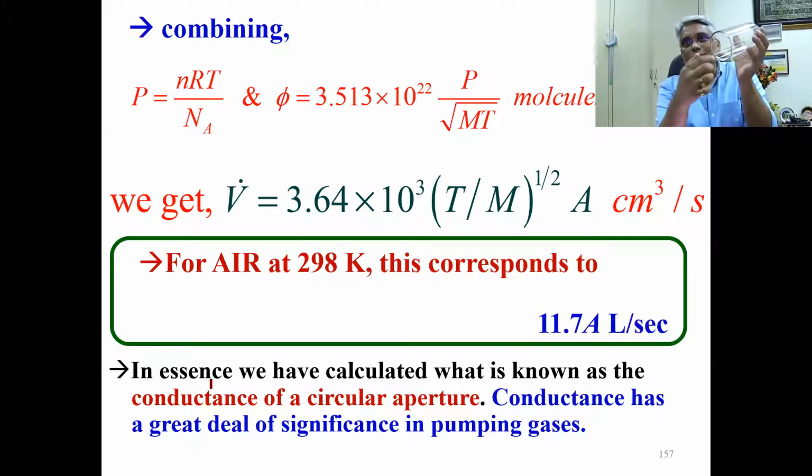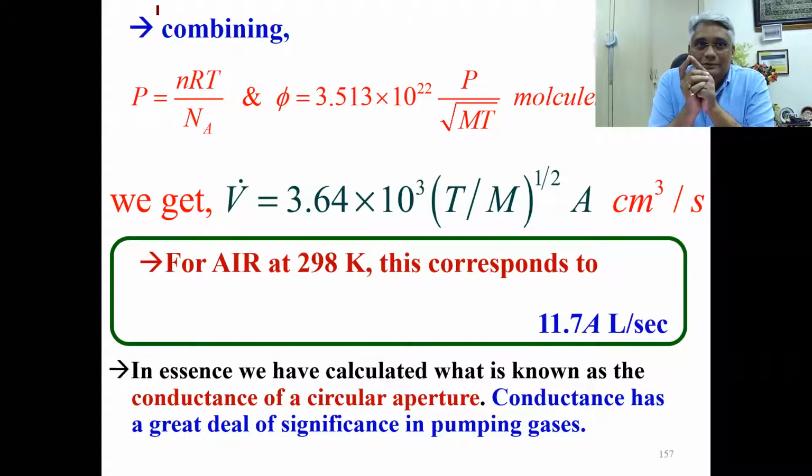If I know this cross-sectional area, for air at 298 K, your V dot corresponds to 11.7 times A liters per second of evacuation. So what we talk about here is the conductance of the circular aperture. And this conductance has a great deal of significance in pumping gases. I'll tell you the importance of this.